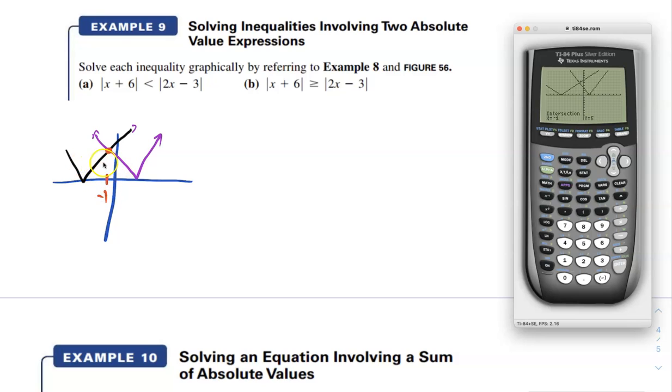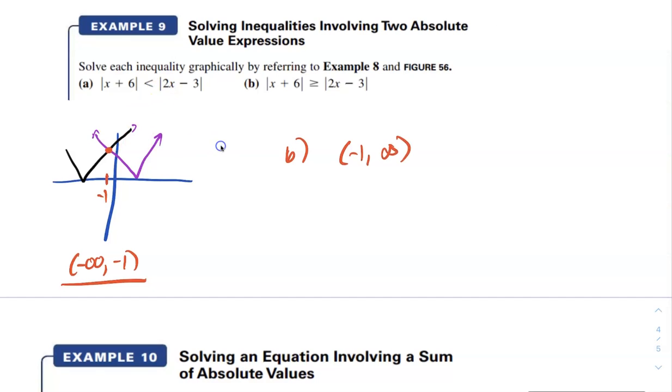And now I want to know, when is the black graph less than it? Well, right here, everything below negative 1, it looks like my black graph is less than my purple graph. So from negative infinity to negative 1. And then this one says, when is the black graph bigger than the purple graph? It looks like from negative 1 on, the black graph is ahead. So for B, it'd be negative 1 to infinity, the other side. And that's how we do it.